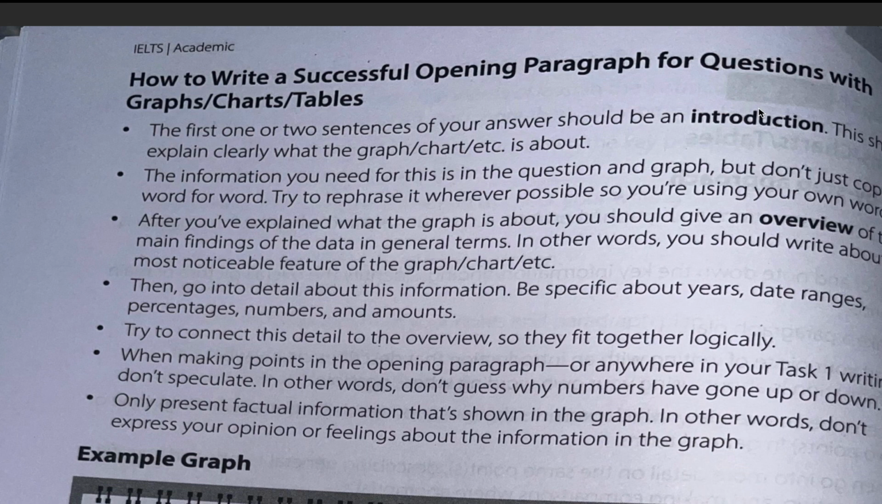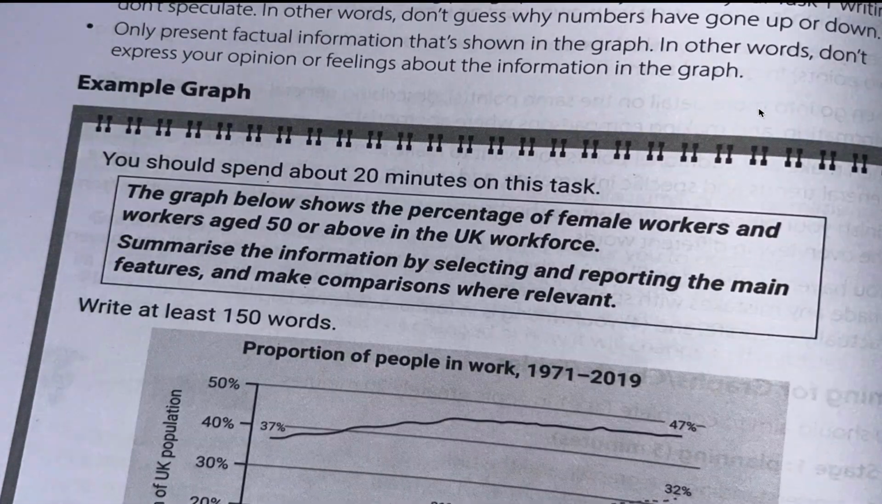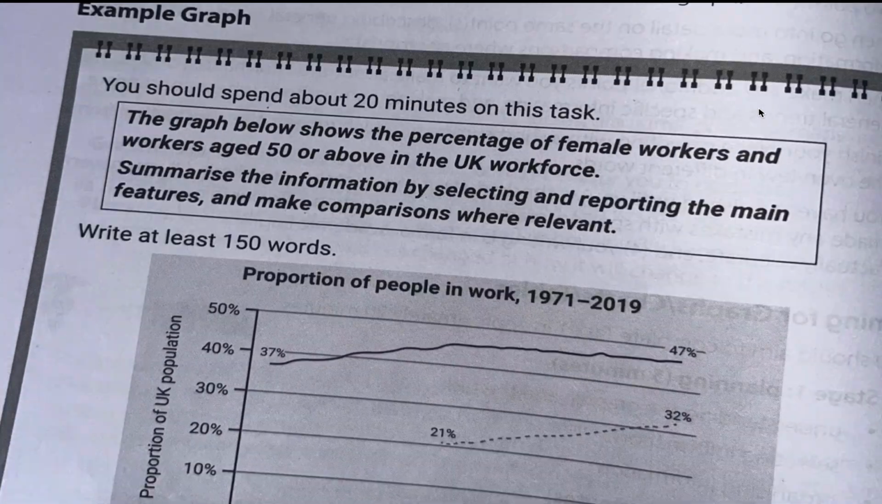When you are making the points in the opening paragraph or anywhere in your Task 1 writing, please don't speculate and don't give your own opinions. Whatever you are doing, everything should be there factually from the diagram. Only present factual information that's shown in the graph. Don't express your opinion or feelings.